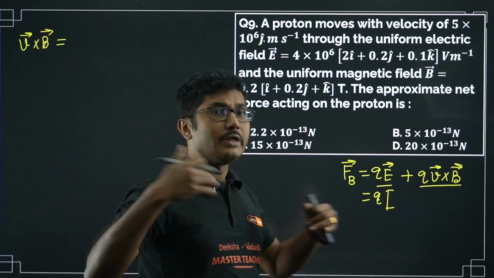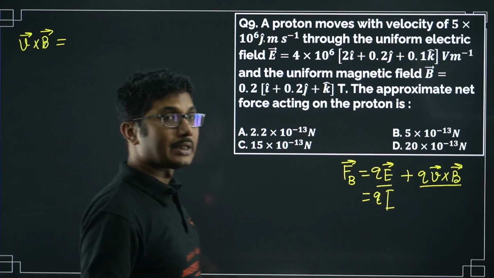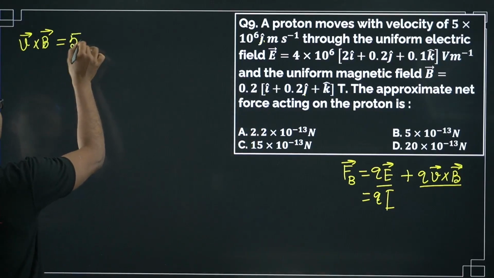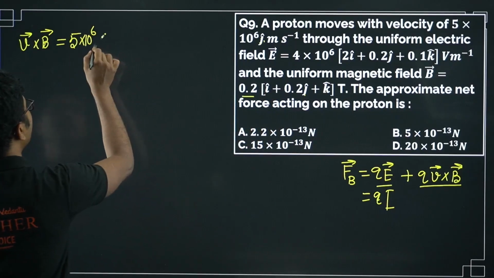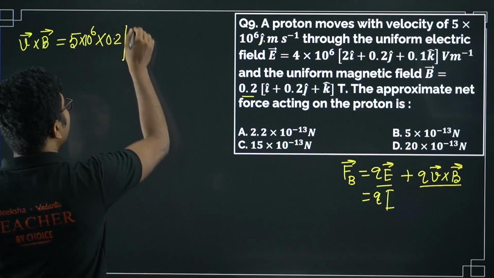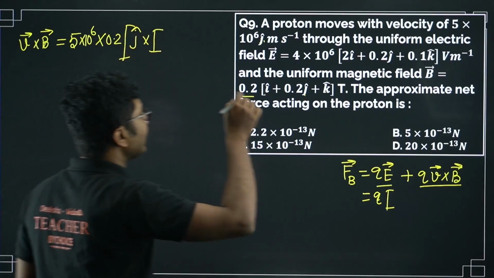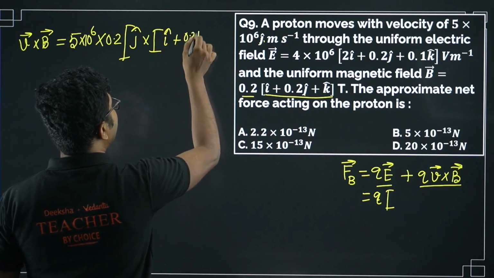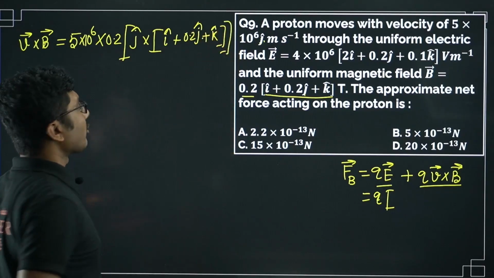Okay, because 3 components are not there in the velocity, do not go for matrix method or determinant method. This will be easier if you do it directly. So 5 into 10 to the power of 6 is a scalar quantity, so we don't need to worry about it. Similarly, here we have a 0.2, that is also a scalar quantity. You can keep it here. Now you have to do the cross product of the vectors. So j cross, what is the vector over here? I cap plus 0.2 j cap plus k cap. Okay, this is the cross product we are going to do.